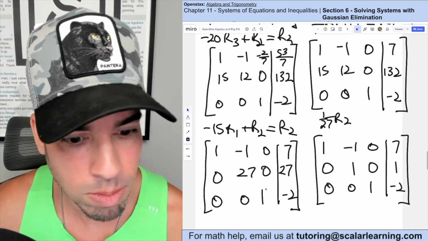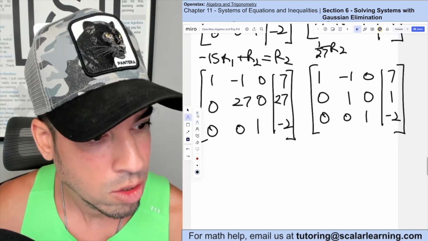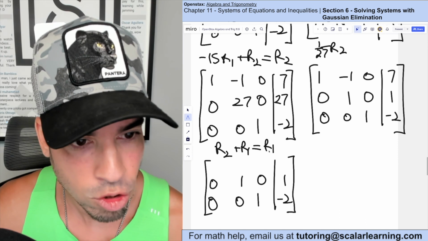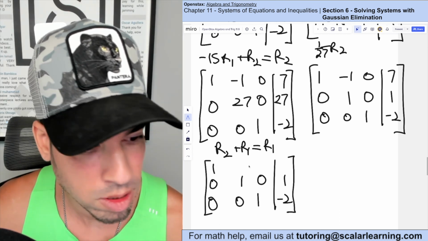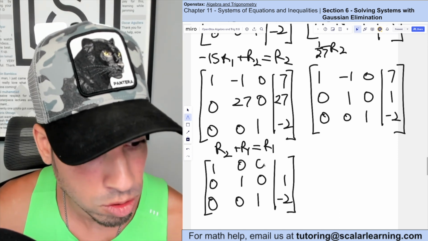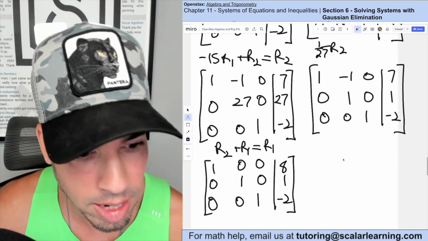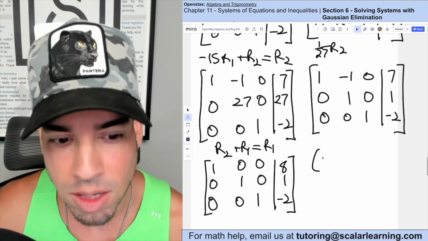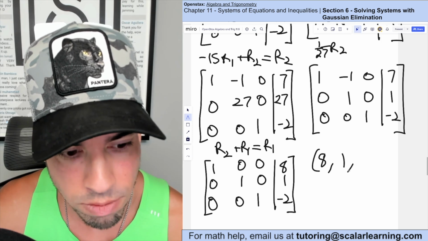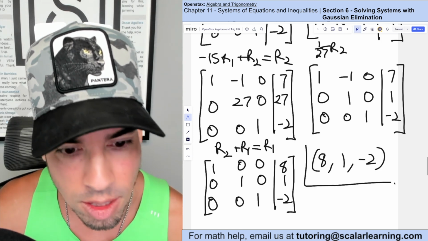Last but not least, we got to flip this. To do that, I'm going to just simply add row 2 to row 1. That's the last move. So we got 0 plus 1 is 1. 1 plus negative 1 is 0. 0 plus 0 is 0. 1 plus 7 is 8. So there it is. We're done. Our final answer is 8 for x, 1 for y, negative 2 for z. That's how you do it.